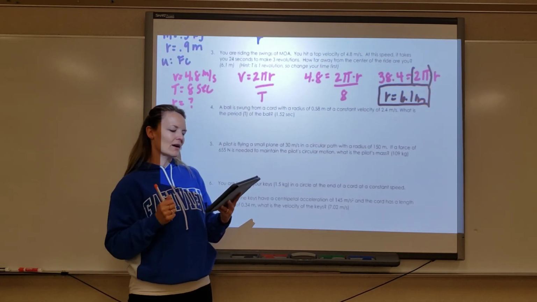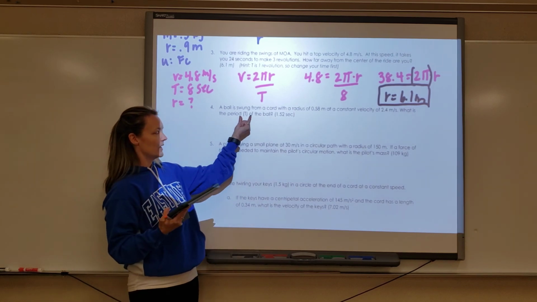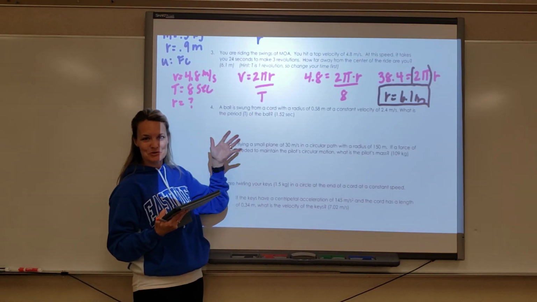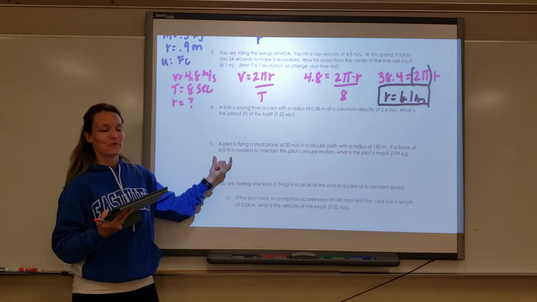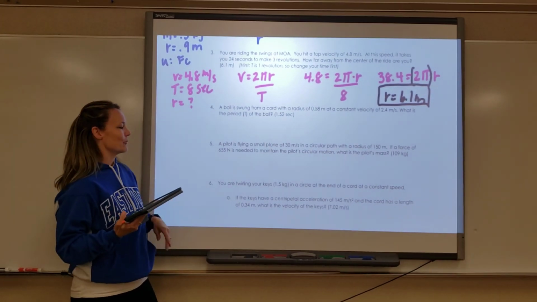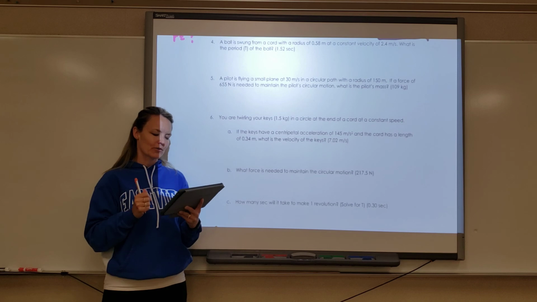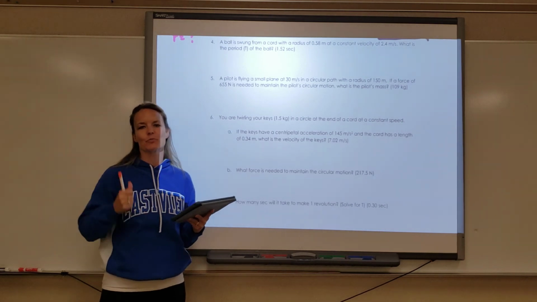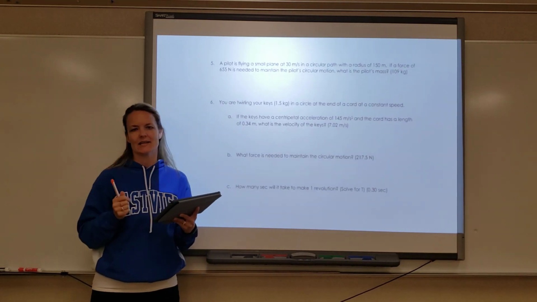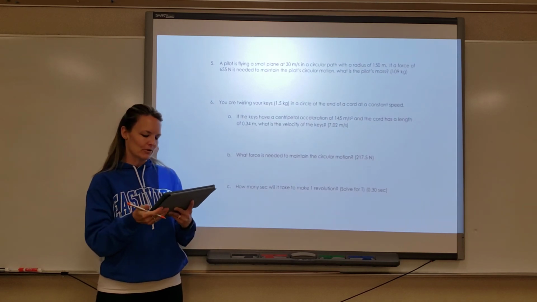All right, from there, you are going to solve for period. Ooh, that's on the bottom, so you're going to have to use your math right. Then you're going to solve for mass. And finally, for number 6, you're going to work through a couple of problems solving for centripetal acceleration, centripetal force, and the period, the capital T.